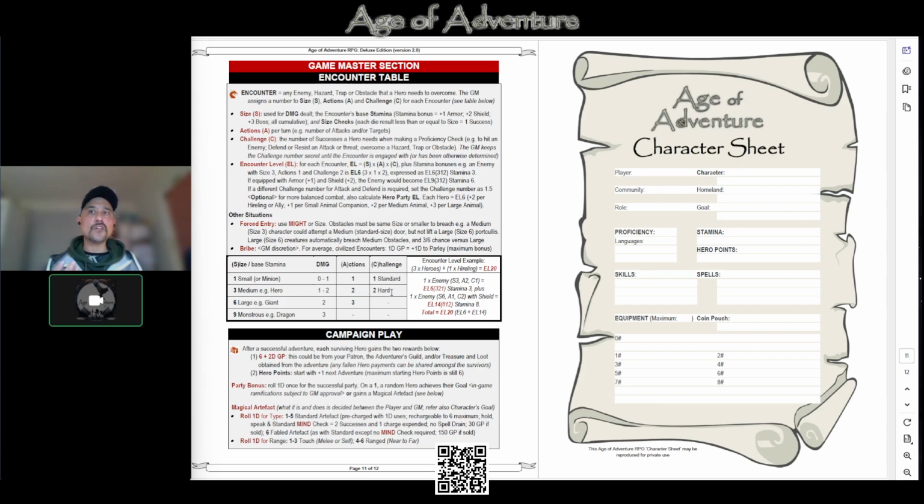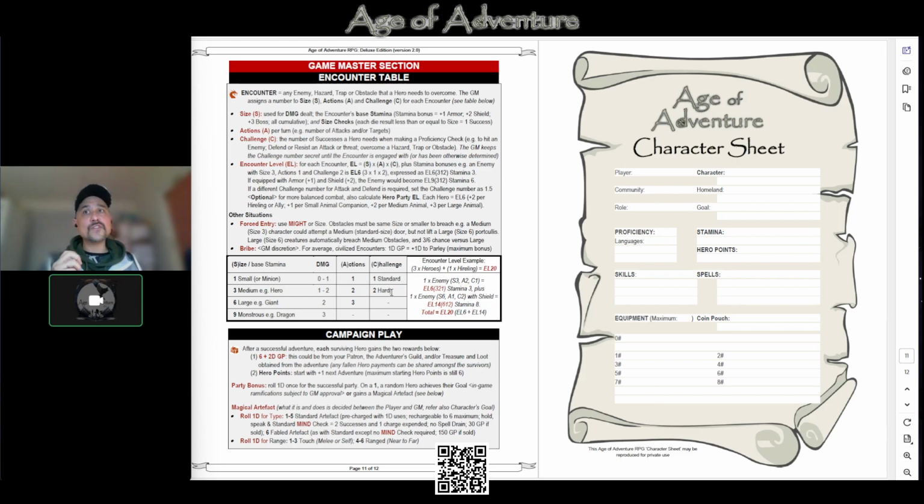But say they were firing at a hard challenge, perhaps the captain of the guard or someone more skilled. If they only got 1 success, that would not be enough. So you could narrate that to mean they miss or it's deflected by the enemy, etc. And you only get a hero point if the action is successful.